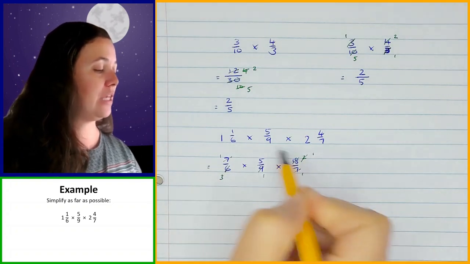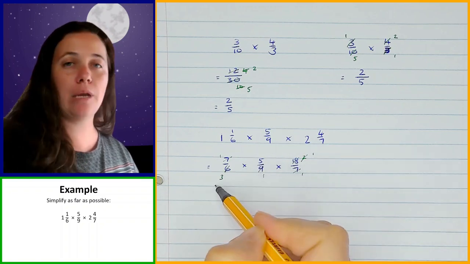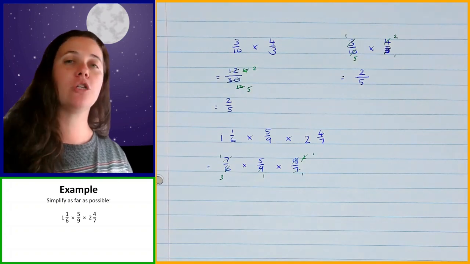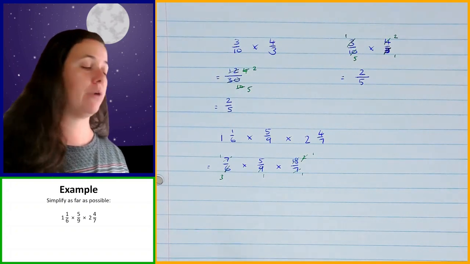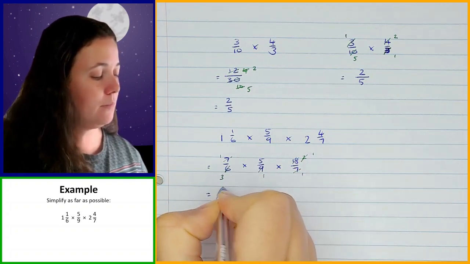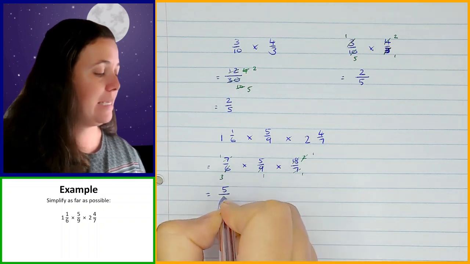And now I have nothing else that I can simplify. I've only got 1s, 1, 1, 1, and there I've got 5 and 3, and they don't have common factors, so I can't simplify anything further there. So now I'm going to multiply my numerators. That gives me 1 times 5 times 1 is 5, over my denominators, 3 times 1 times 1 is 3.